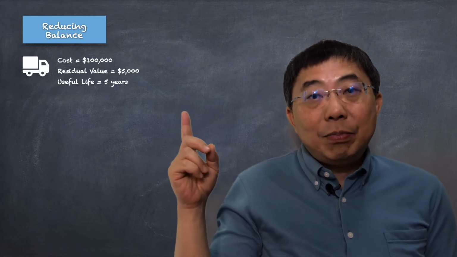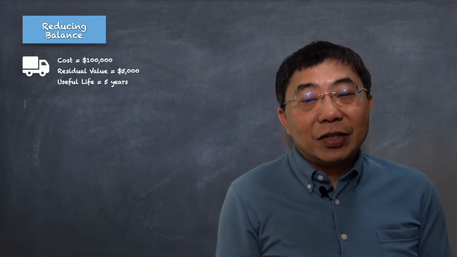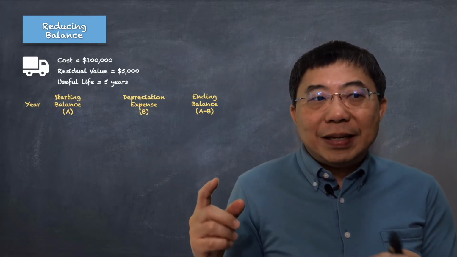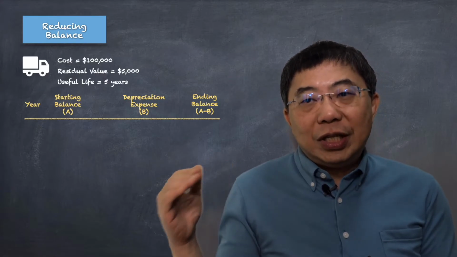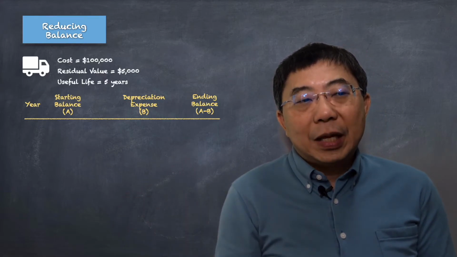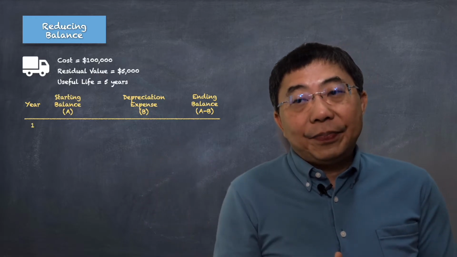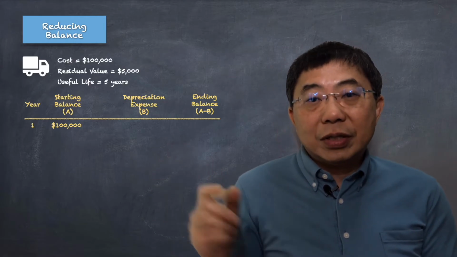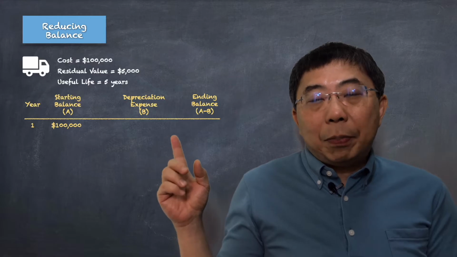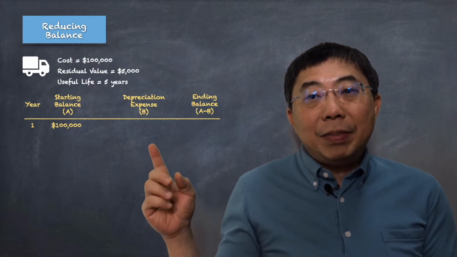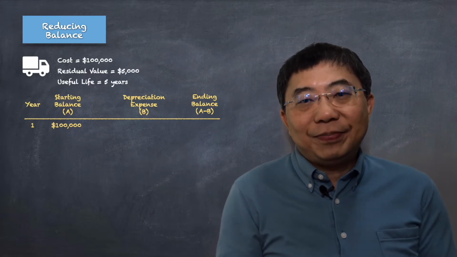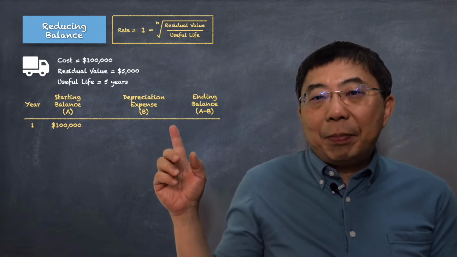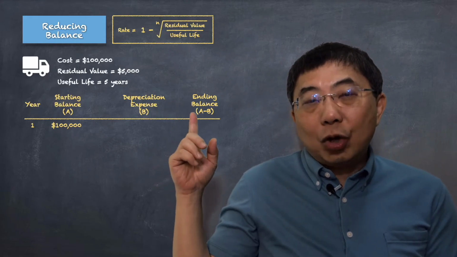Now, using the same truck example, the depreciation expense will require a more extended calculation and has to be done separately for each year of its useful life. We will begin with the first year and start with the cost of purchasing the truck of $100,000. We will need to multiply this amount with a predetermined annual rate of depreciation, which is calculated using this formula. That is made up of the residual value and the cost of the asset.